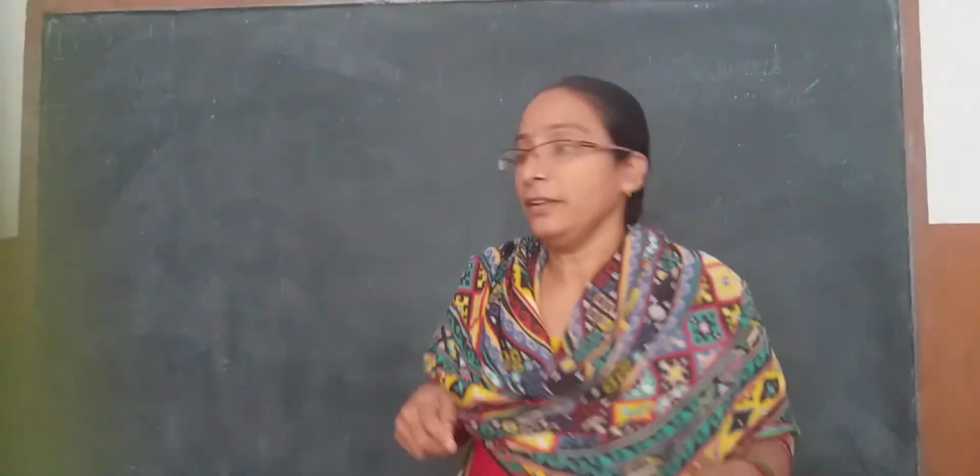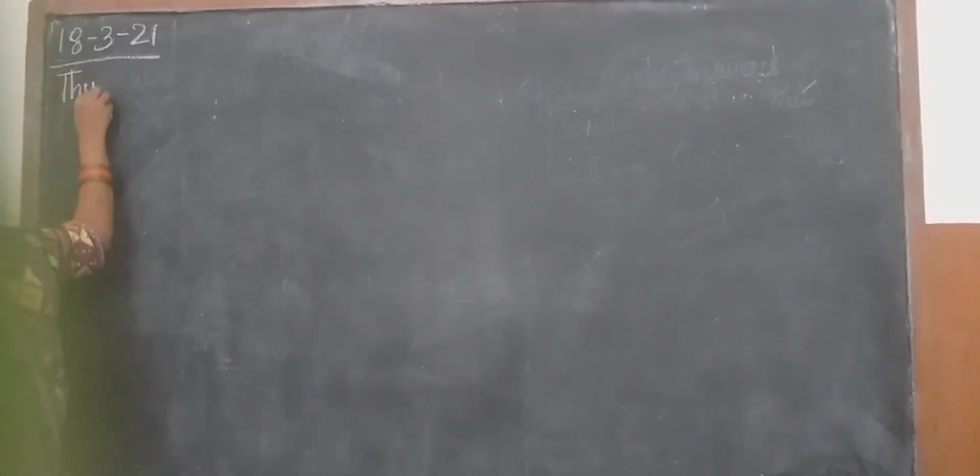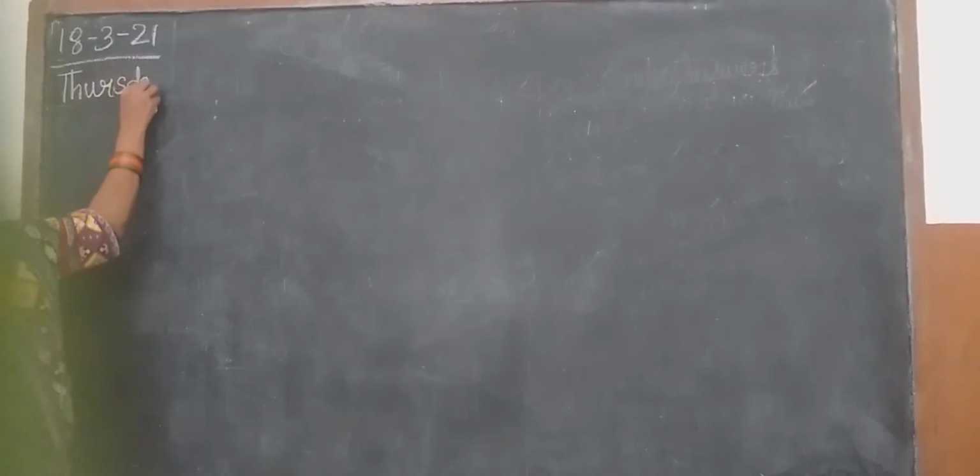Good morning, children. Yes, what is the date today, children? Today is 18-3-21. Today is Thursday. Yes. Today we are going to start the first bit.